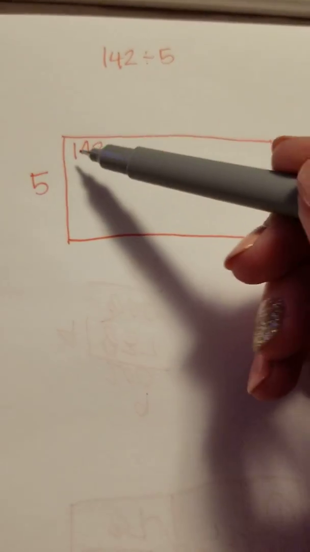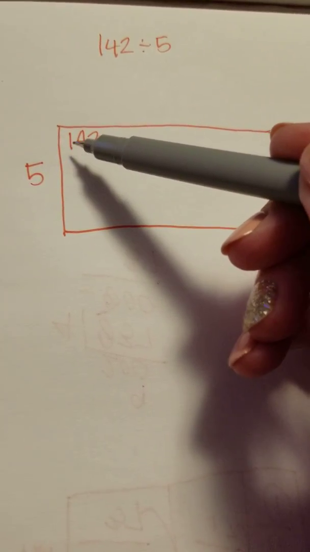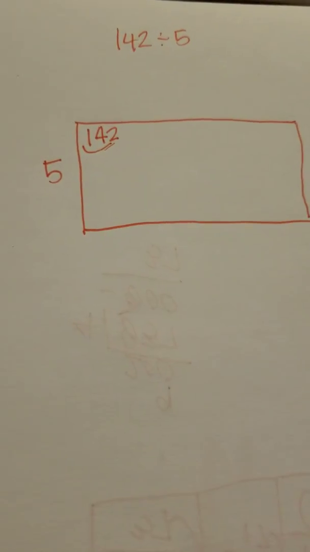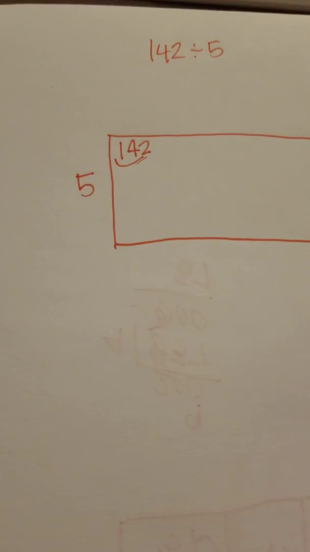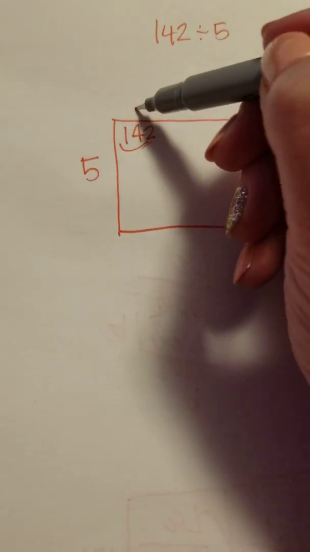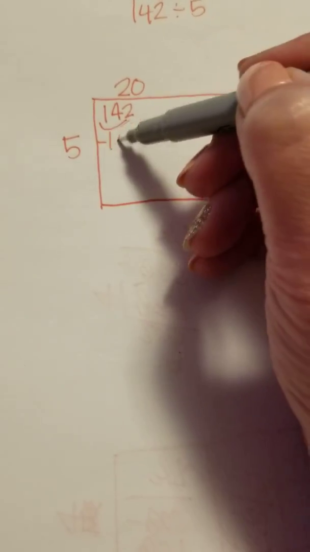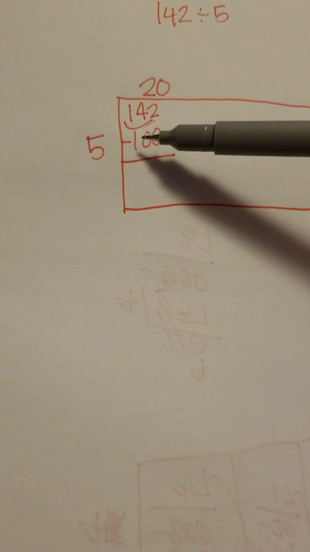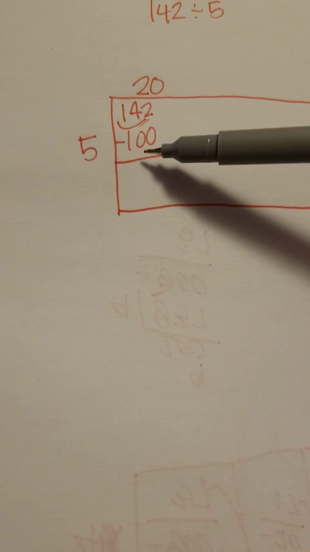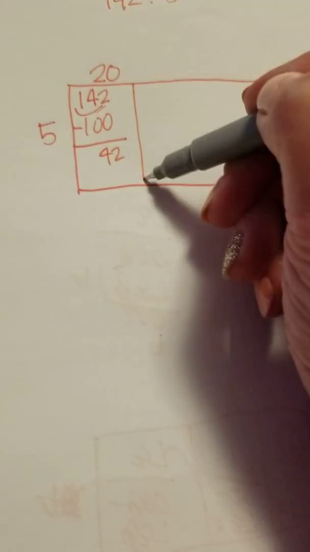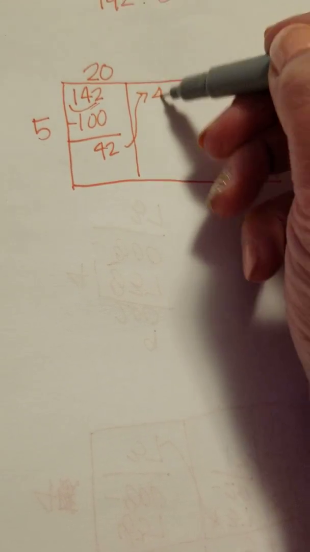I tell them to look at the first couple of digits. And I'm going to think 5 goes into 14 2 times. So I'm going to put 20 up here and make it one of my partial quotients. Then I'm going to subtract that 100, because 5 times 20 is 100. Think back to the area model. Everything we work on the outside is going to feed our inside. So I'm going to subtract that, and I get 42. I'm going to bring my 42 up here.